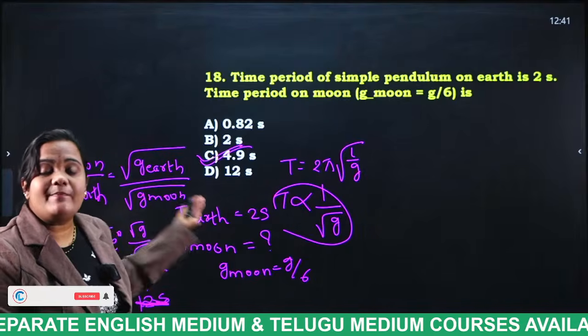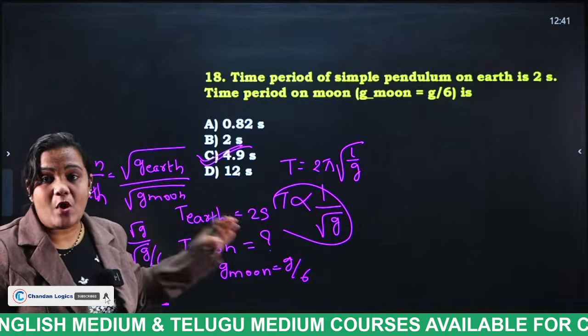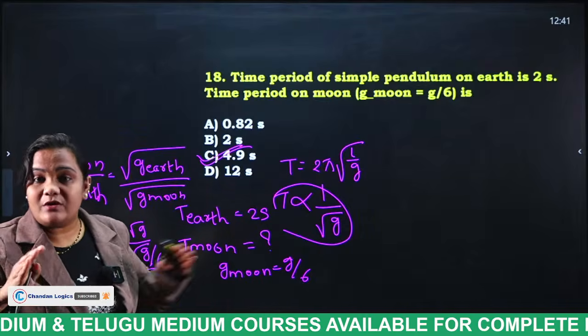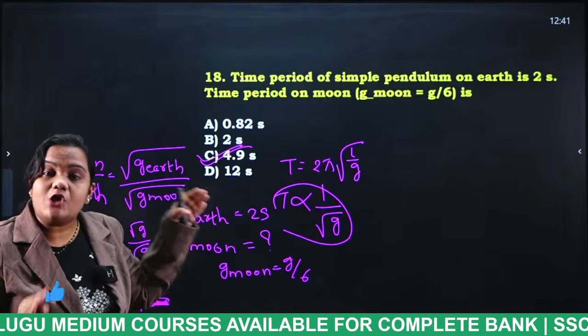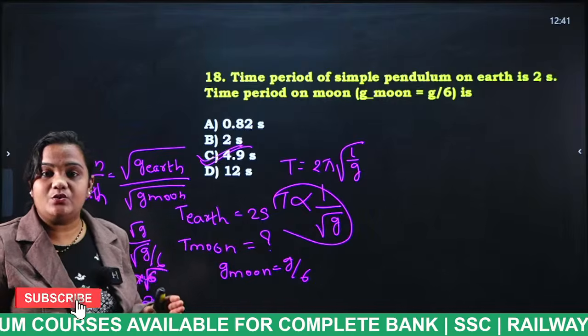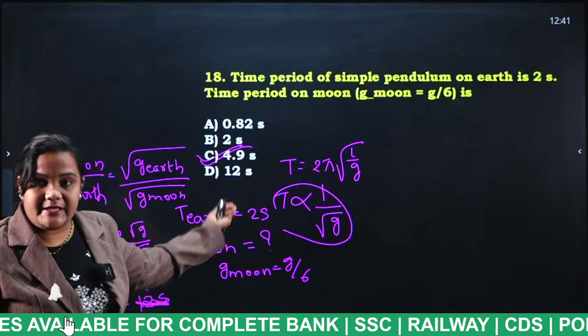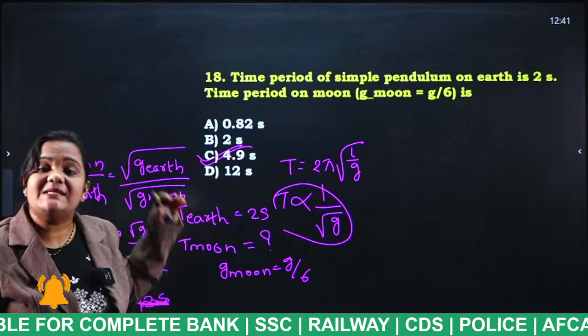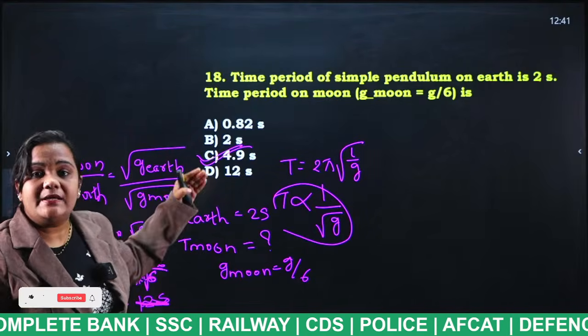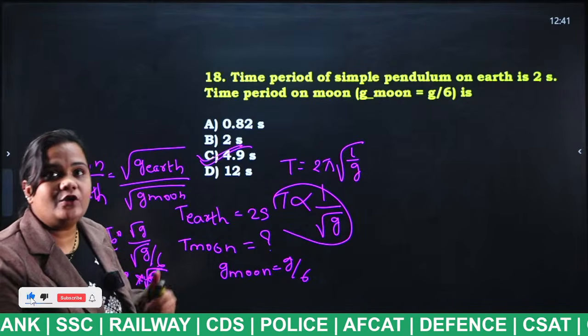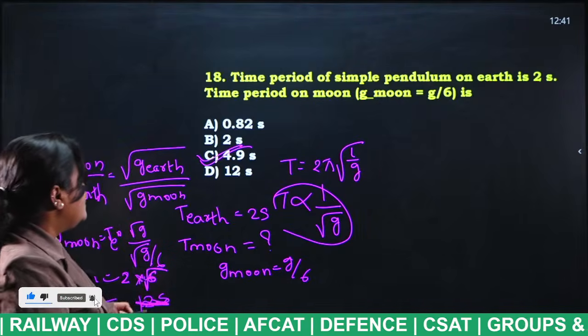Clear? So these type of problems are also very important, students. The thing which we have to remember is time period is always inversely proportional to the square root of gravity. If you note that point, you can easily solve any type of problems in this model. Very good. So next question.